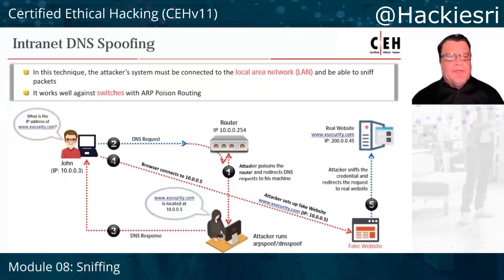Intranet DNS spoofing. In this technique, the attacker's system must be connected to the local area network and be able to sniff packets. It works well against switches with ARP poison routing. Here we have again a fairly detailed diagram showing how this process works. Notice once again what we have here is the interjection of a fake website into the diagram.